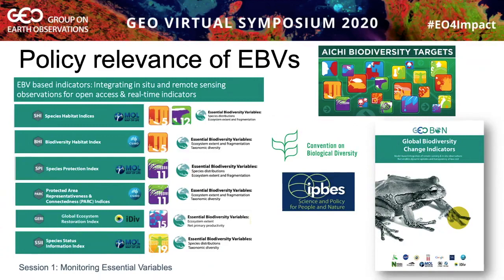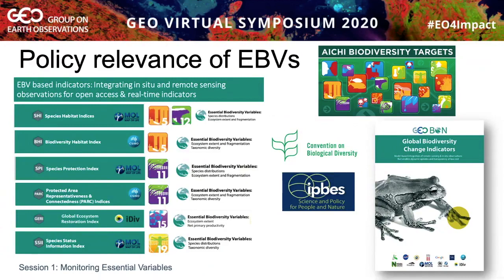And indeed, those EBVs were relevant. The EBVs are relevant to track progress towards most of the Aichi targets. More concretely, GEO BON and members have been developing a suite of global biodiversity change indicators that are more specifically designed to track progress towards 5 of these Aichi targets.